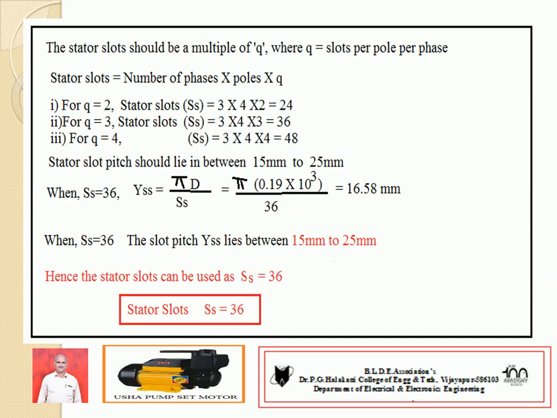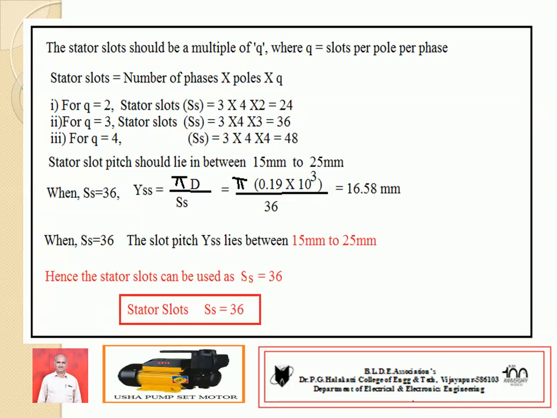Next, selection of stator slots. The selection of stator slots should satisfy two points. Number 1, the number of stator slots should be a multiple of q, where q is slots per pole per phase. Hence, whatever value you take for slots, that should be a multiple of q.